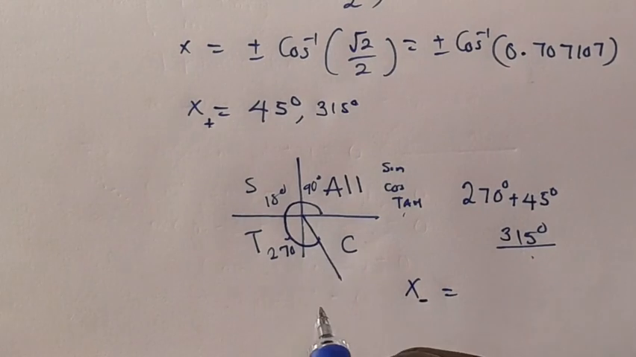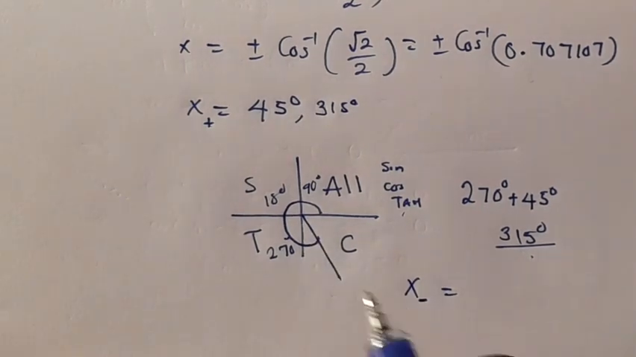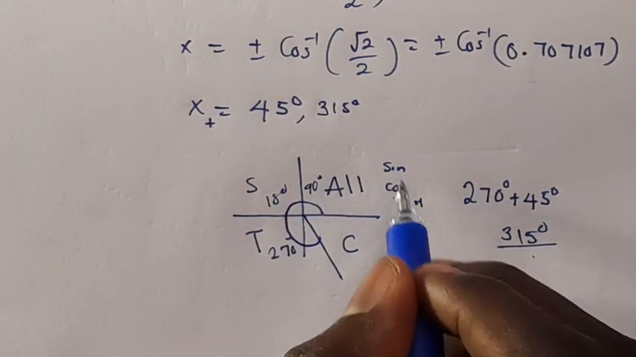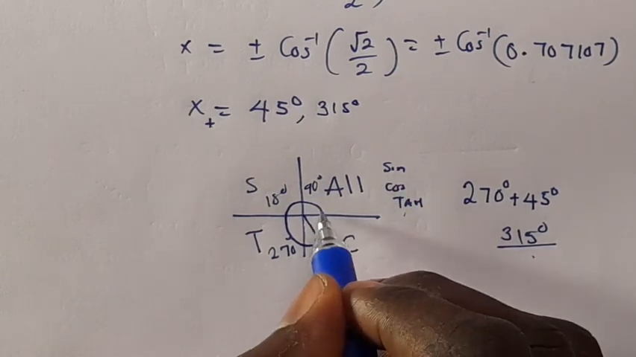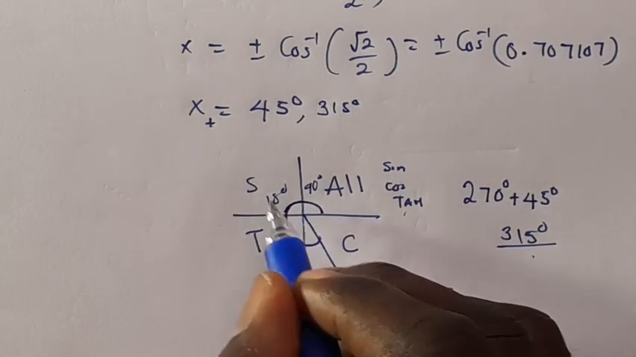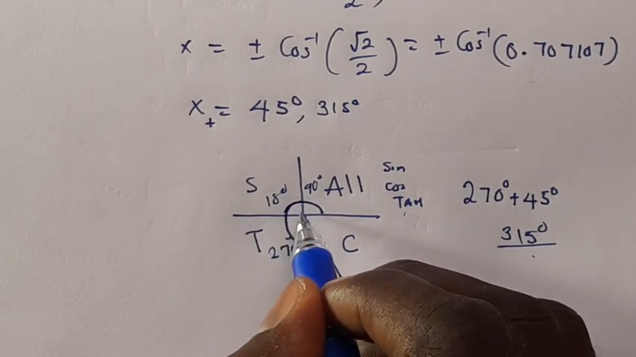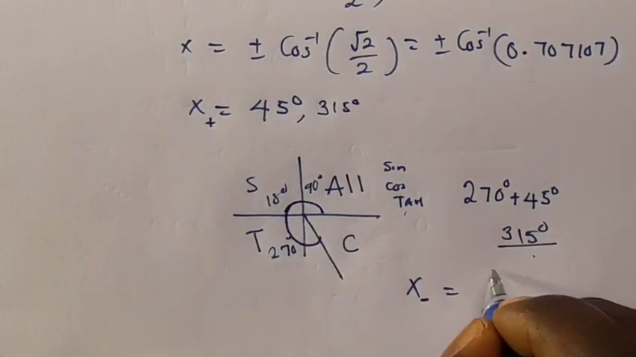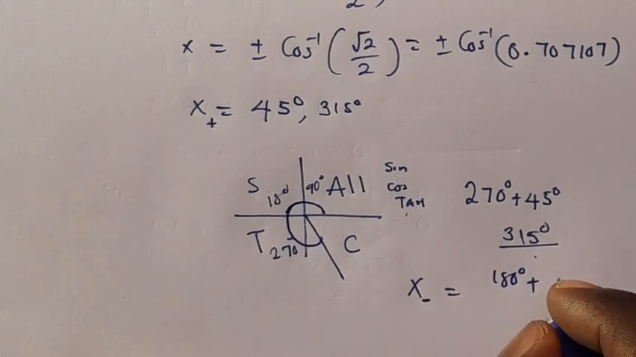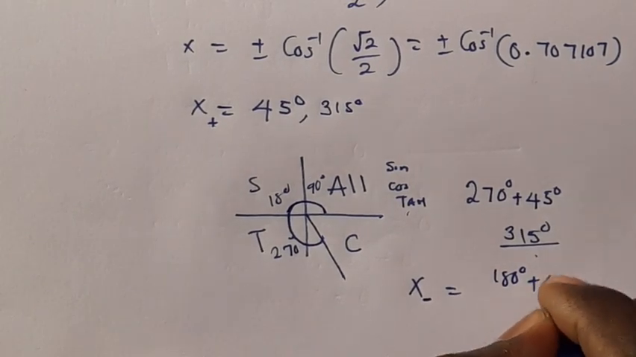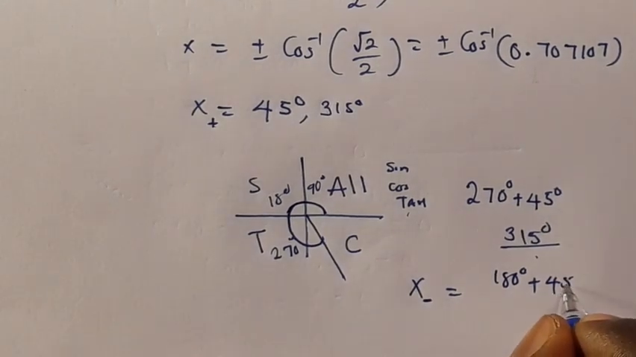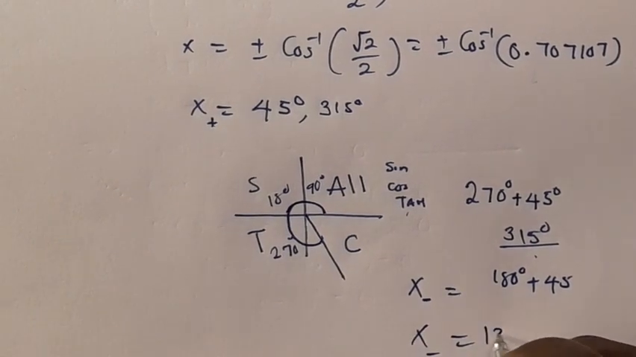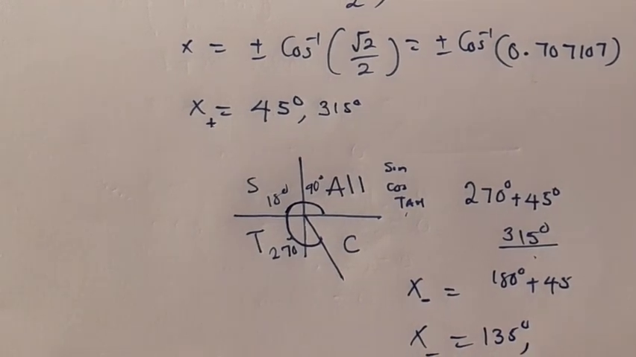From here, all students take chemistry: sine, cos, and tan are positive. So from here only sine is positive. Therefore we can have cos to be negative here, and tan. And so therefore we can have this to be 180 degrees minus 45, then we are going to have this to be 135 degrees.